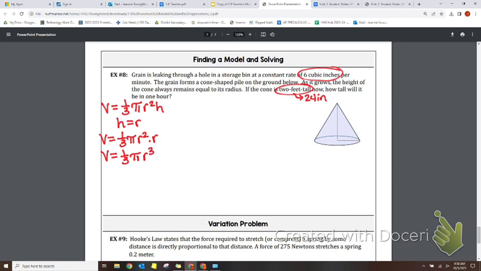All right, once we have that, we can start working on what is the volume right now. It tells us that the cone is 2 feet tall now. So that's our height, same as our radius. So right now, our volume is equal to 1/3 pi times 24 cubed. And so 24 cubed times 1/3, we get our volume is equal to 4,608 pi inches cubed. That's what the volume is right now.